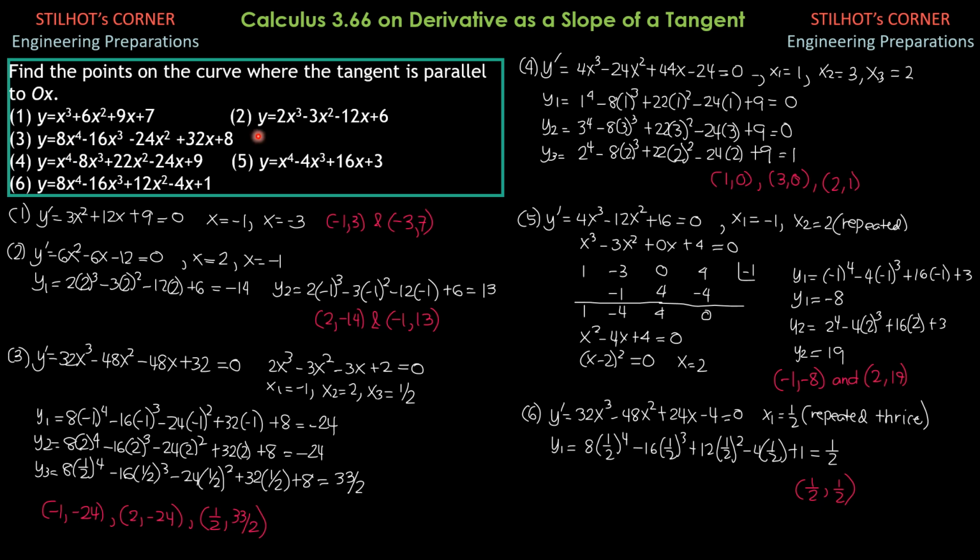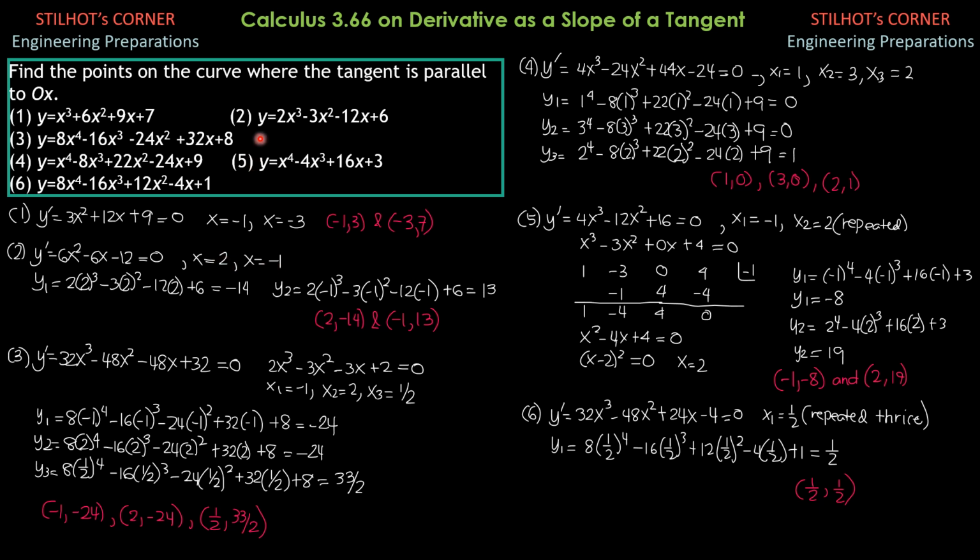Then for number 2, y is 2x cubed minus 3x squared minus 12x plus 6. So y prime, or dy dx, is 6x squared minus 6x minus 12. Since this is calculator aided, there's no need to simplify this equation by dividing throughout by 6. The roots of y prime equals 0 are x is 2 and x is negative 1.